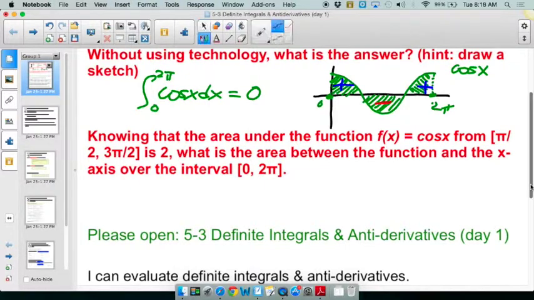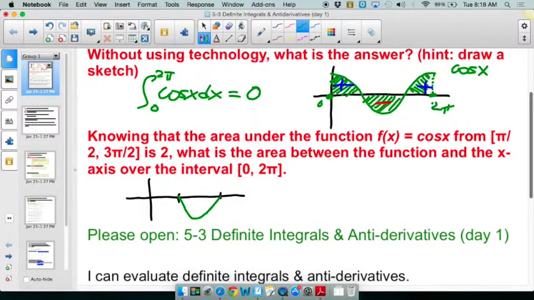So this question is saying, knowing that this area, notice I'm saying knowing that this area is 2. What is the area between the function and the x-axis over the entire interval?